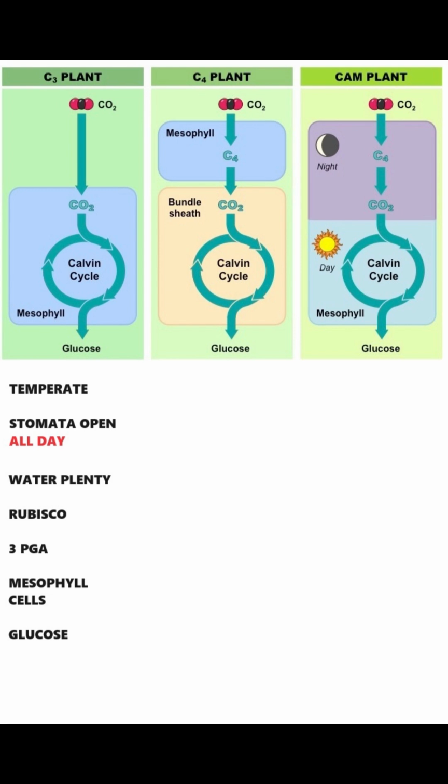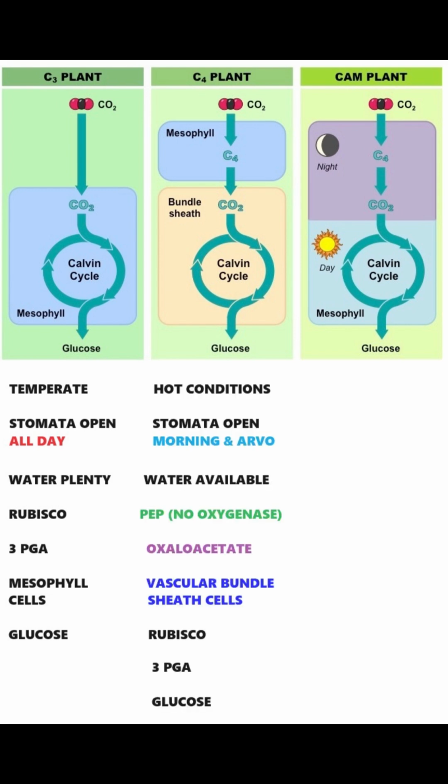However, the product of the oxygenase activity is unuseful to the plant, and this is called photorespiration. Most plants like to avoid photorespiration. So the C3 plant makes 3-PGA in the mesophyll cells of the leaf, and then from there it goes on to make glucose.